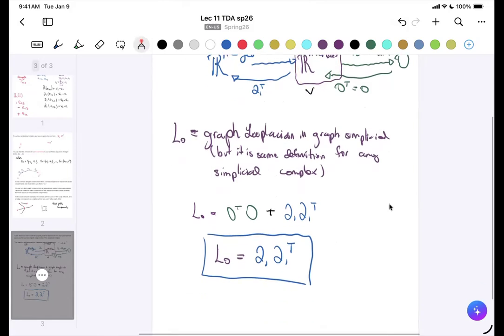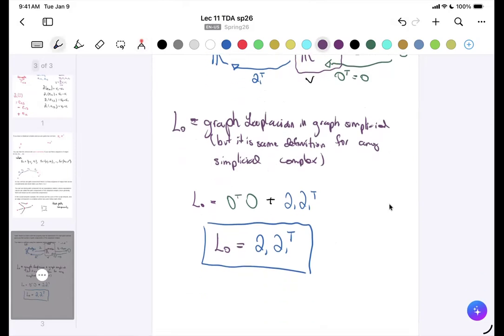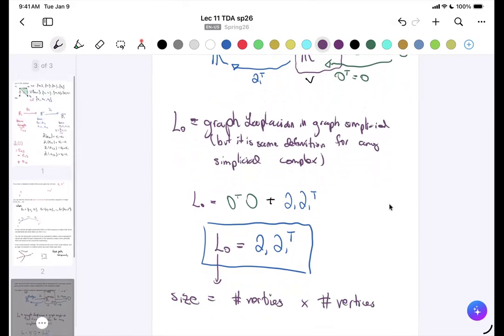Okay. So this one has size equal to the number of vertices times the number of vertices. So for example, in the complex that I had today at the beginning of class, there were 4 vertices. So this would be a 4 by 4 matrix. Okay. That would be the idea.